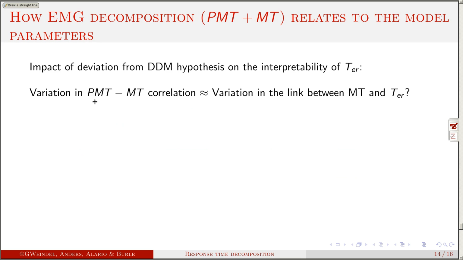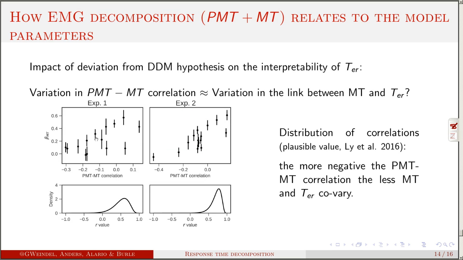Therefore, the last question: does the inter-individual variation in the PMT-MT correlation co-vary with the variation in the link between MT and non-decision time? So this figure shows for both experiments the scatter plot for the mean correlation between PMT and MT on the x-axis, and the corresponding link between MT and NDT, non-decision time, on the y-axis. Now to compute the correlation, as we have posterior distribution and hierarchical estimates, we cannot use a simple correlation, but we can use plausible values.